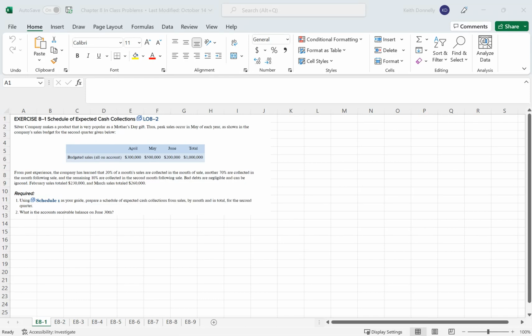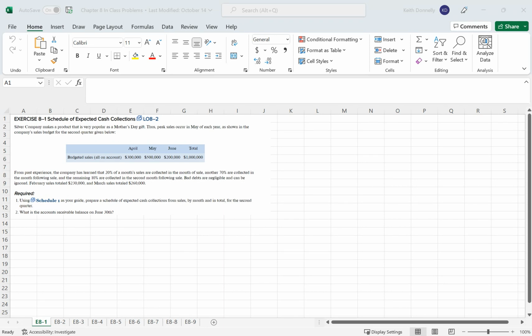Beginning here, right at exercise 8.1, it says Silver Company makes a product that is very popular as a Mother's Day gift. Thus, peak sales occur in May of each year, as shown in the company's sales budget for the second quarter below. Okay, so they give us a sales budget for April, May, June. Looks like we're peaking there in May because of Mother's Day.